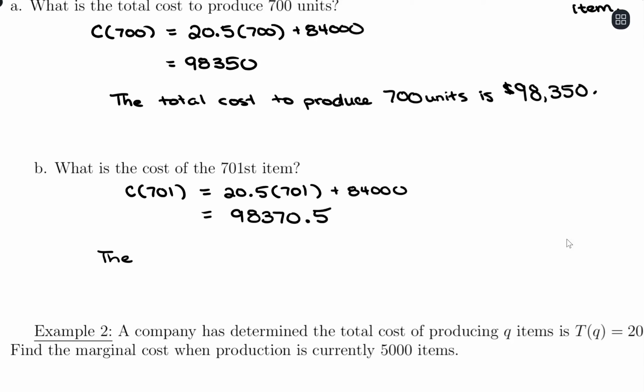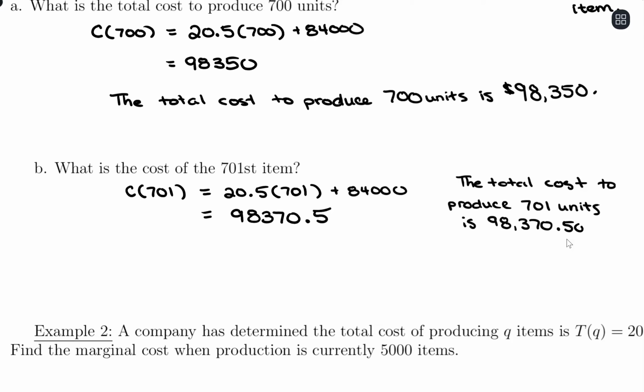So we just found what the total cost is. Sorry, so this right here, let's call this out. So the total cost to produce 701 units is $98,370.50. But this question here is asking for the cost of the 701st item, just that extra item.